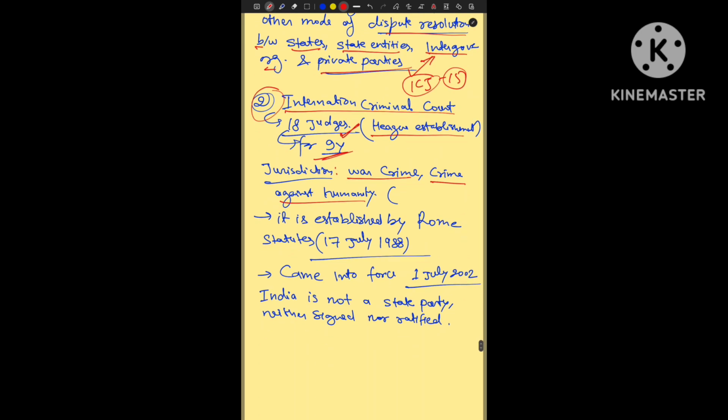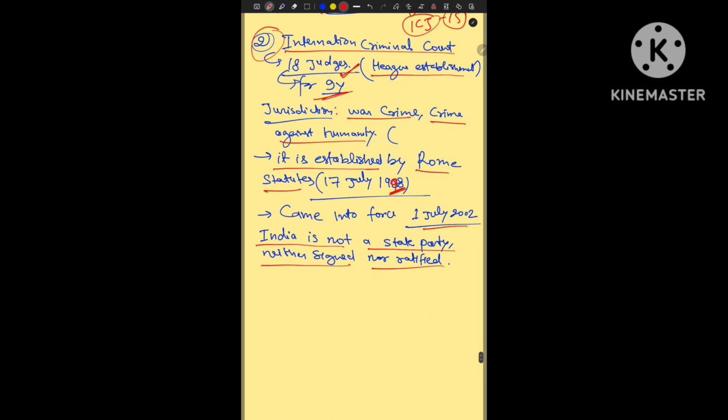It was established by the Rome Statute, which was signed in 1998, and it came into existence on 1st July 2002. But remember, India is not a state party; it neither signed nor ratified. So India is not a party of this organization, so Indians cannot approach this international organization.